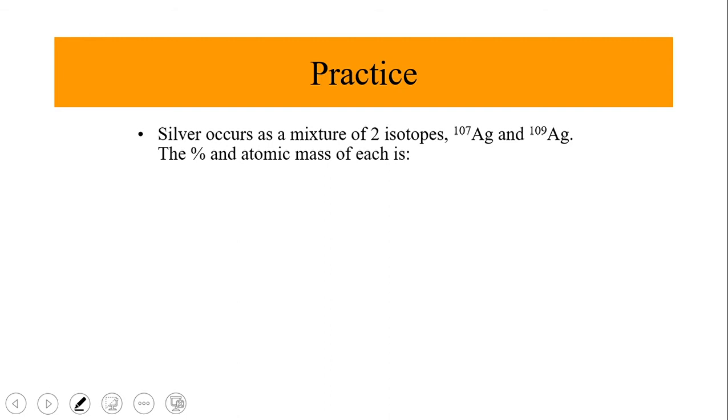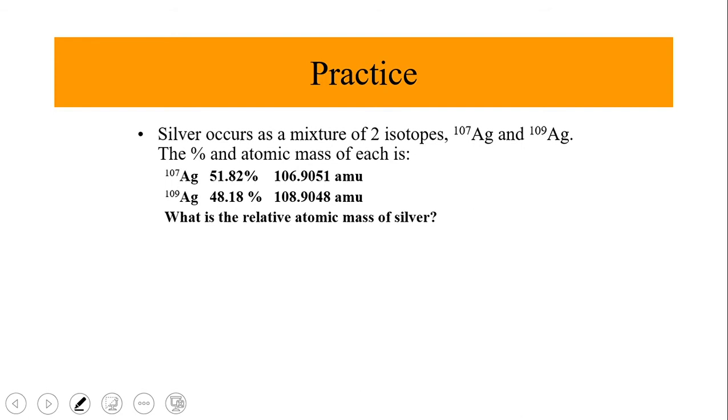So here's the information in terms of percent abundance and atomic mass of each. Silver 107 has a 51.82% abundance, and its actual determined atomic mass is 106.9051 AMUs. Mass is a property that we can measure with a very high level of precision and accuracy in the labs in these instruments. Silver 109 is 48.18%, and it has an actual atomic mass of 108.9048. How do we calculate the relative atomic mass, the one that we're going to write on the periodic table?